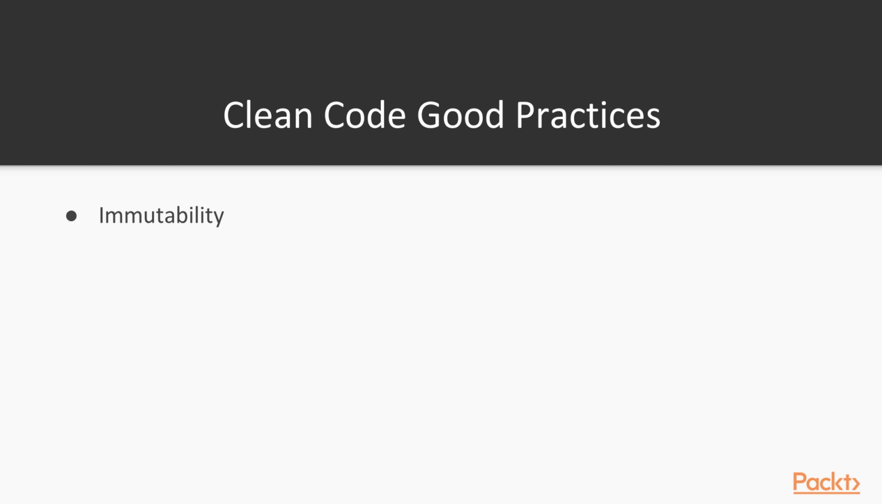So instead of changing an object, you should always try to create a new one. And the reason for that is because immutable objects are less error prone. So it's much easier to make sure that you're not making some coding mistakes or you're not changing the state of an object. So it's much easier to handle immutable objects.